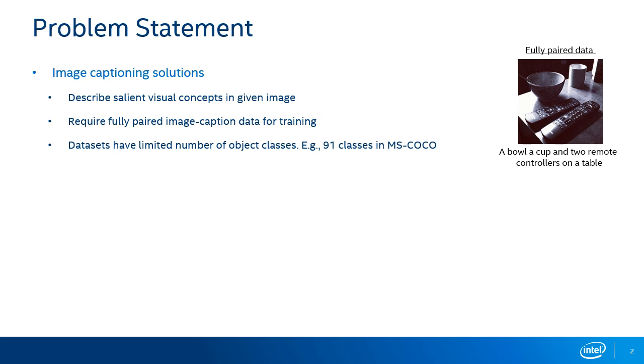Let's start with a problem statement. Image captioning solutions describe salient visual concepts in a given image. These solutions require fully paired image caption data for training. Here is an example on the top right. However, these datasets have a limited number of object classes. For example, MS COCO dataset has only 91 classes.